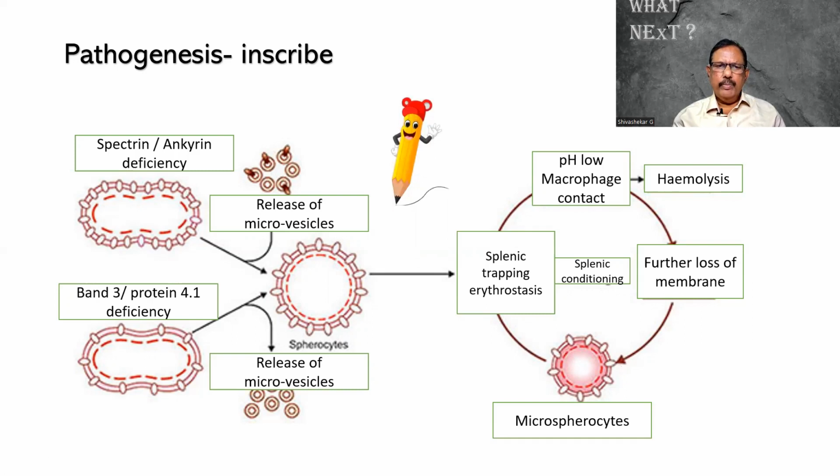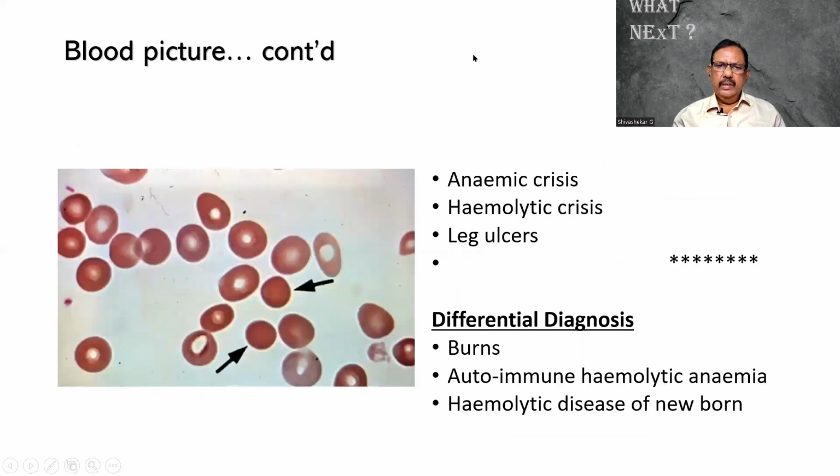Please inscribe it in your brain. And here, are you able to see the difference between this cell and this? There is a lack of hemoglobinization, cells are dark.